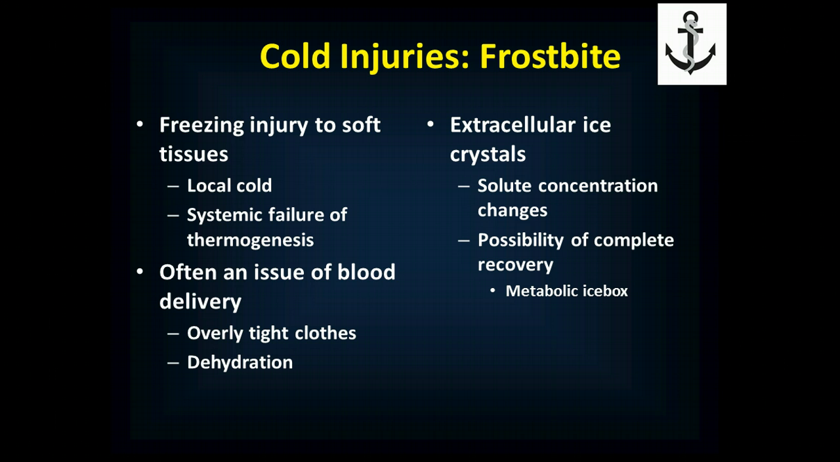In frostbite, you get an actual freezing injury to the soft tissues. And this is actually a two-part problem. The problem relates to the fact that the local environment, the feet, the hands, whatever's getting frostbitten, is cold. It's cold there. It's freezing. It's below 32 Fahrenheit or 0 Celsius, so actual water freezing can occur. But this typically won't happen if the body's able to deliver sufficient warm blood to the extremities.